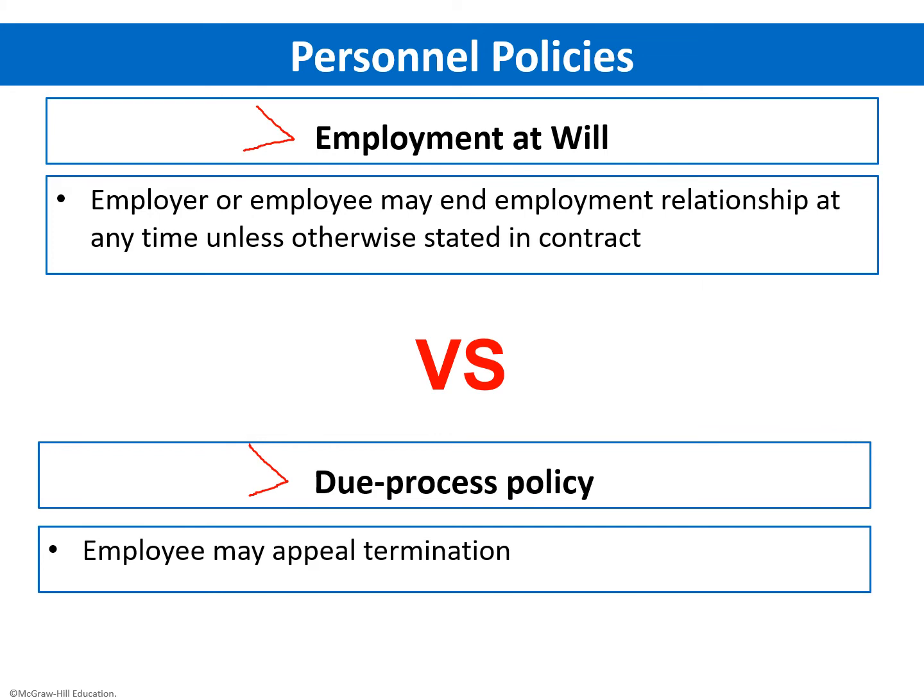What a due process policy does is it basically lays out steps so that an employee knows what things they could be terminated for and how they could potentially appeal a termination. And a due process policy could give applicants a little more of a perception of job stability.